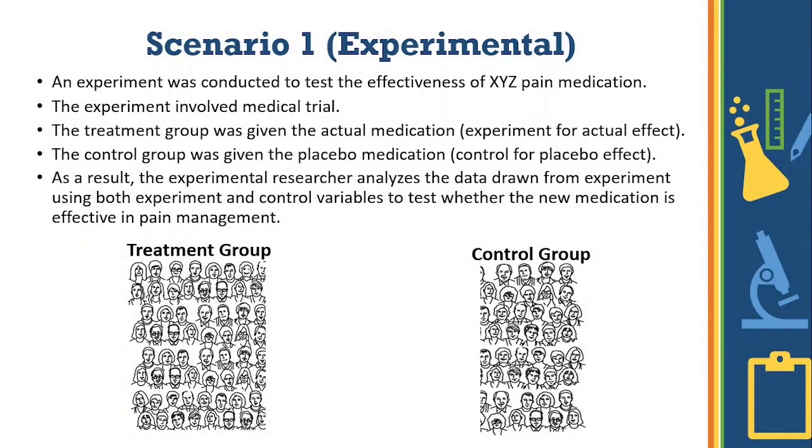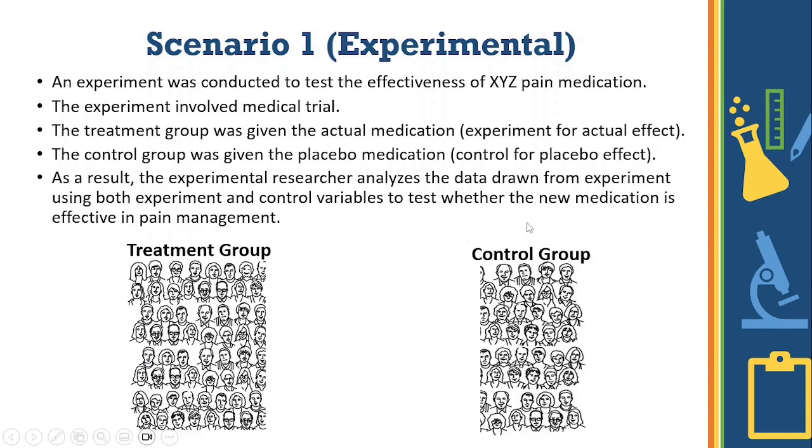The approach I use for this demo is a little bit different because I'm using a scenario-based approach to explain what these two groups are. For scenario one, I painted a trial where an experiment was conducted to test the effectiveness of, let's say, XYZ pain medication. This experiment involved, of course, a medical trial, and so we have two groups for the medical trial. One of them is the treatment group, and another one is the control group.